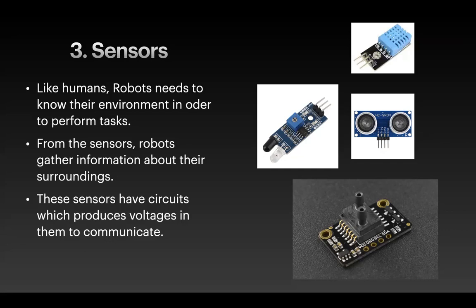So this is an ultrasonic sensor. We can use this to measure the distance, right? How far an object is. And here again we have another sensor, which is a pressure sensor. This is an atmospheric pressure sensor, right? So likewise, there are various types of sensors in different shapes and colors.